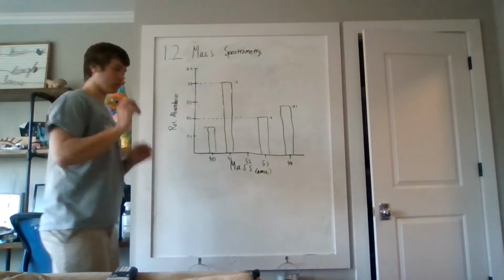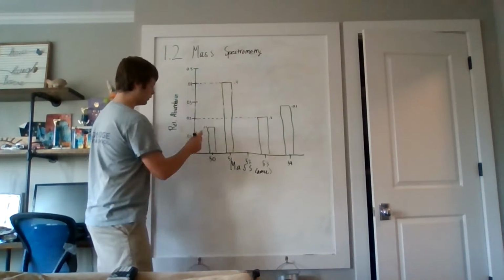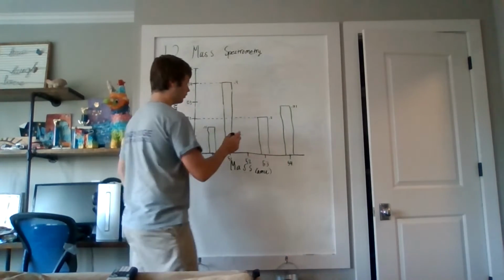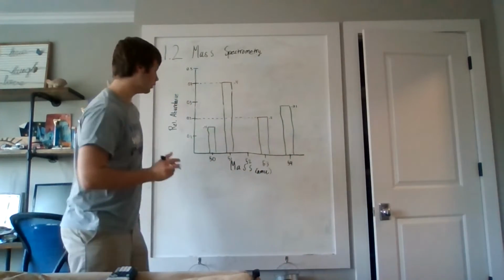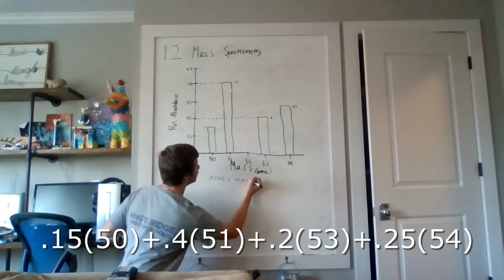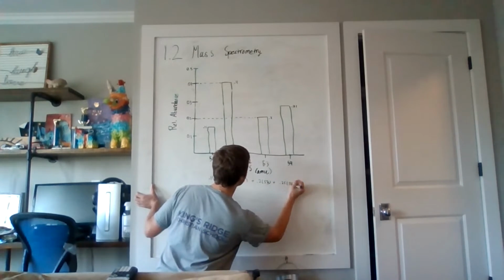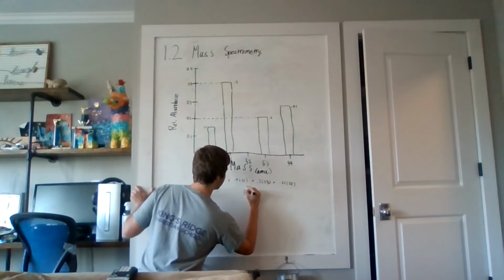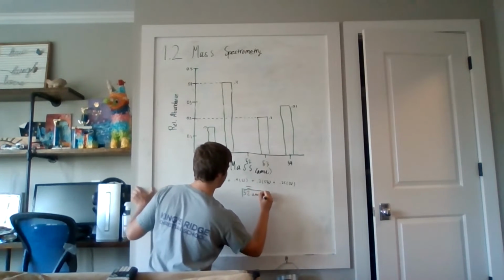Now, in order to get our average, we have to do 0.15 times 50 plus 0.4 times 51 plus 0.2 times 53 plus 0.25 times 54. And that comes out to be an atomic mass, or an average atomic mass, of 52 AMU.